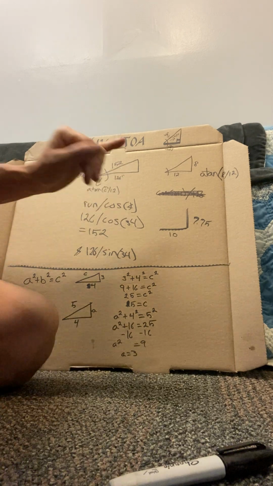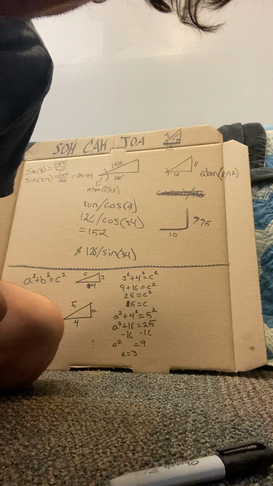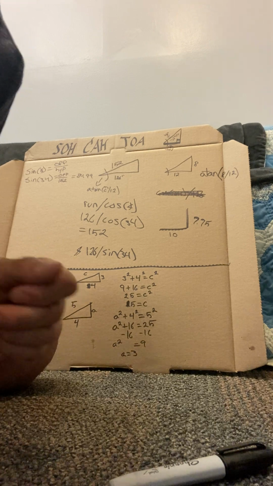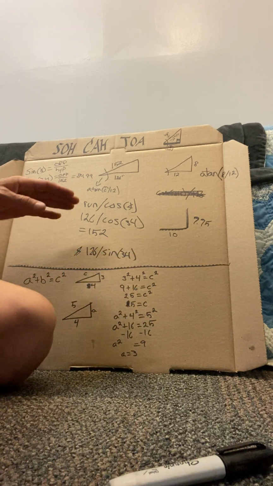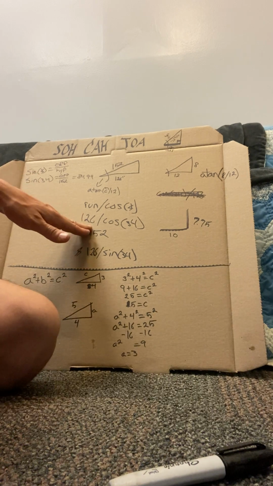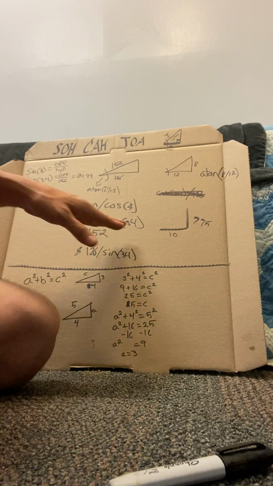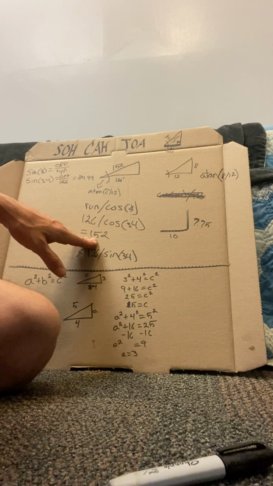So if our run is 126, assuming that's half our run minus half our ridge, right, which is how you figure rafters, 126 divided by the cosine of 34 equals 152.